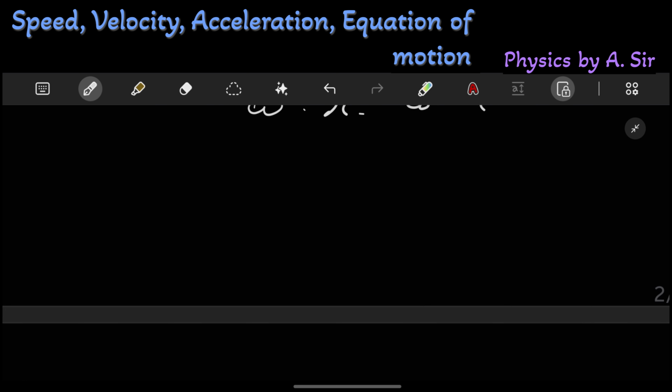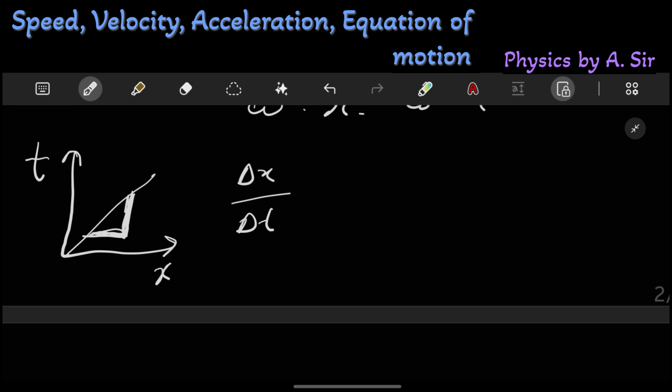Let's say the graph between displacement and time is a straight line. Then the slope of this will be del x over del t, which is velocity, and if it is a straight line, then it is constant velocity.